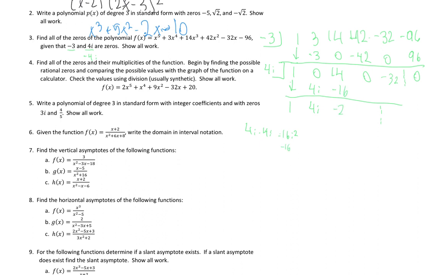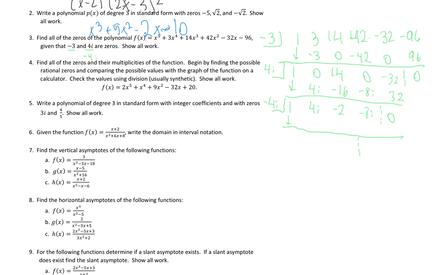Which gives us minus 2. Minus 2 times 4i is minus 8i. Plus 0 is still minus 8i. And then minus 8i times 4i is minus 32 i squared, which is positive 32. And we get 0, which we should have, because it's a zero. Now I'm going to keep going, and this time I'll do minus 4i, because that should also be a zero if 4i was.